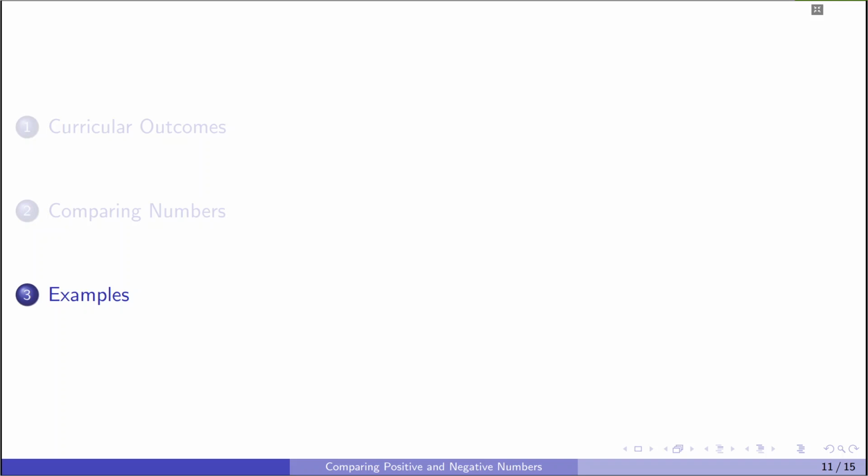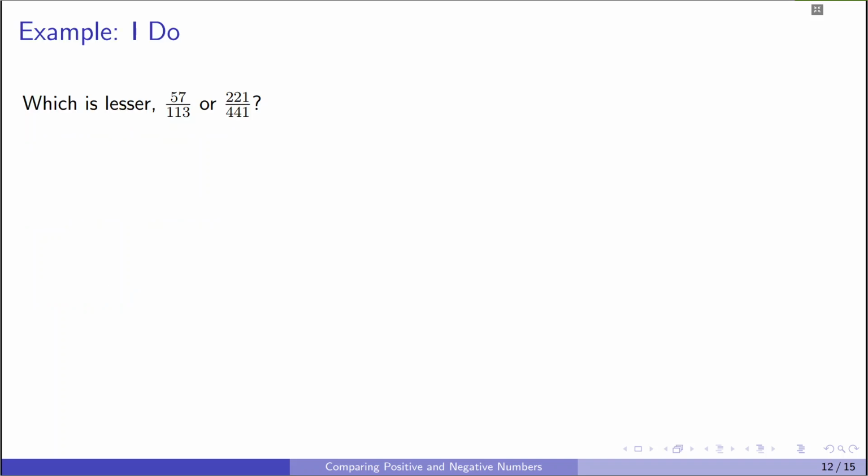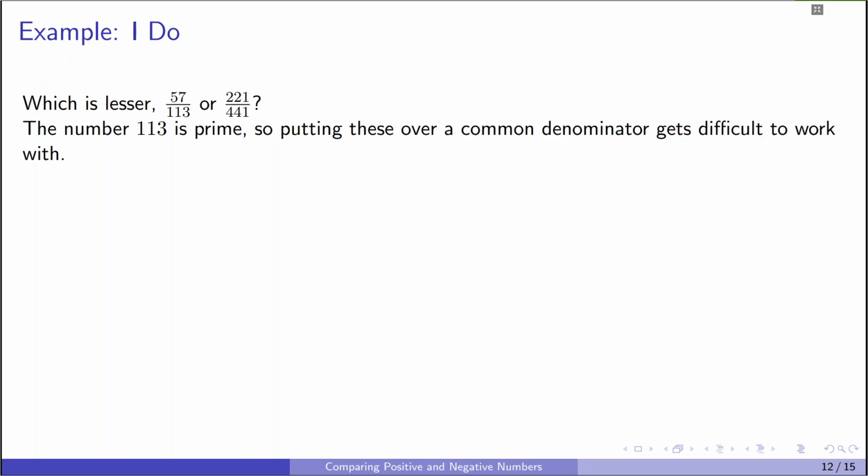Let's look at some more examples. Which is the lesser number, 57 over 113 or 221 over 441? Well, here the number 113 is prime. So putting them over a common denominator is going to get difficult to work with because we're going to end up with 113 times 441 as our common denominator. We're dealing with 6-digit numbers.